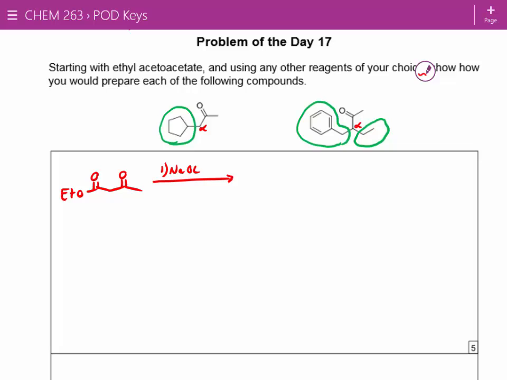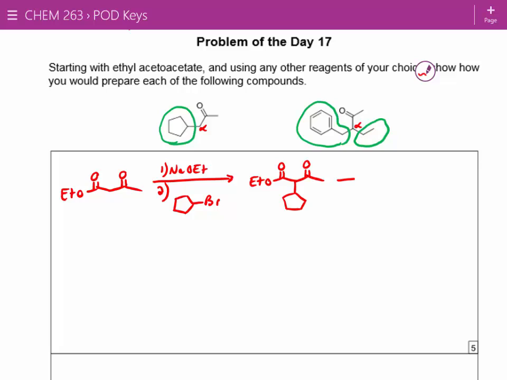But I don't want class to be distracting. So we'll react this with sodium ethoxide and form our enolate. And then in the second step, we're going to react this with our alkylating agent. And so you can alkylate in the alpha position.